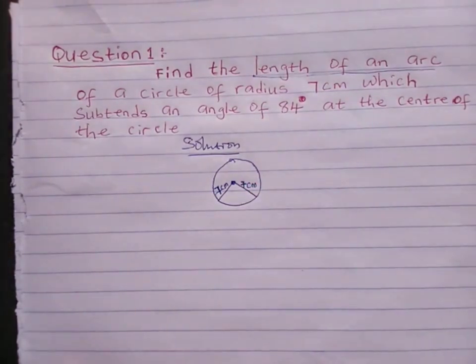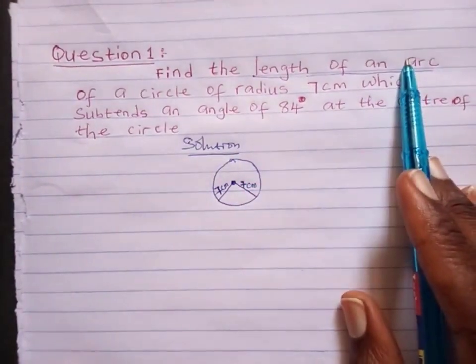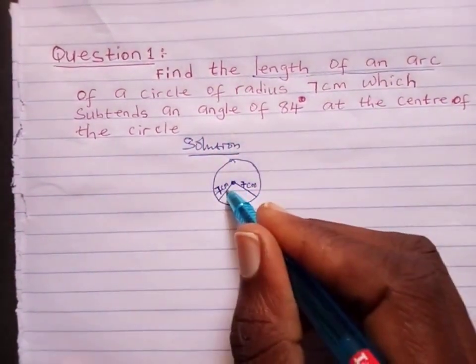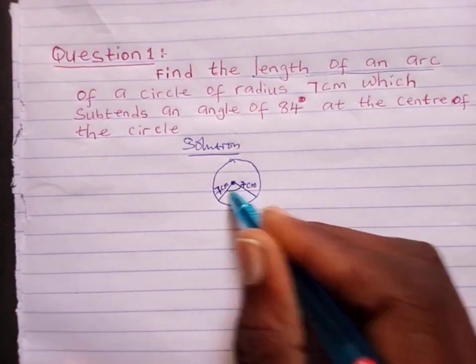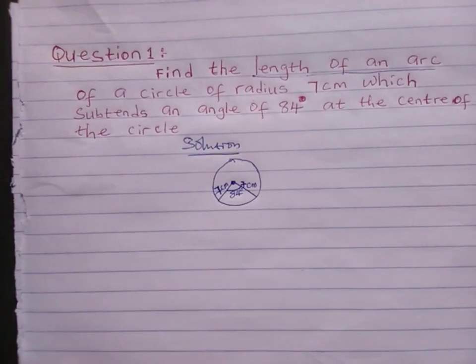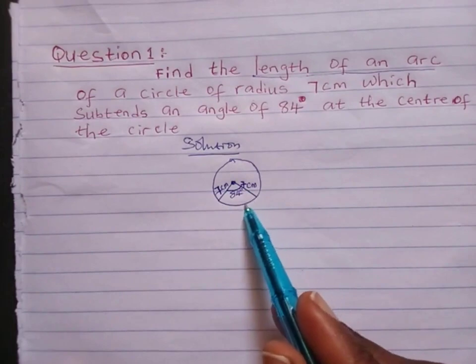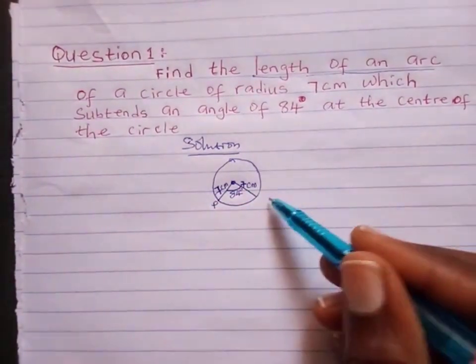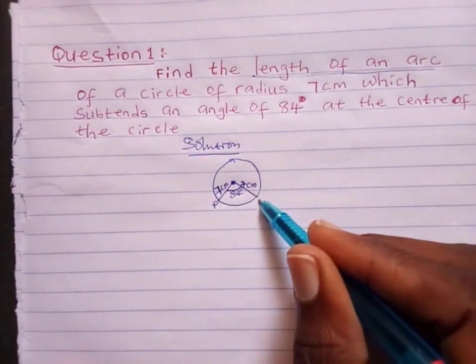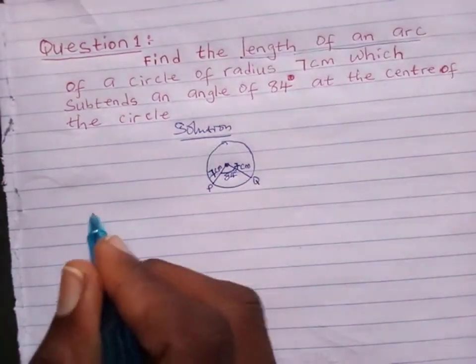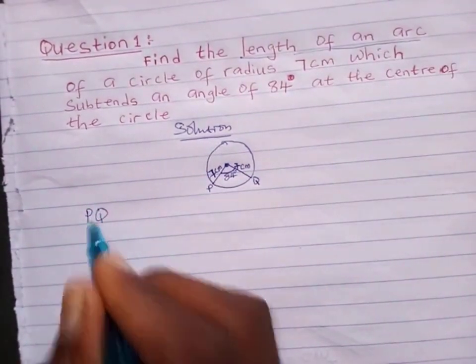And we are also told that the arc subtends an angle of 84 degrees at the center. So meaning that at this very point, we have 84 degrees. Now, we are asked to calculate the length of this very arc. Let's mark this point P, and mark this point Q. So meaning that we are looking for the length of PQ.